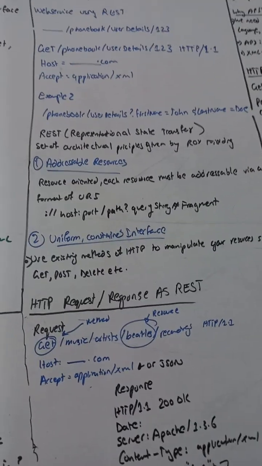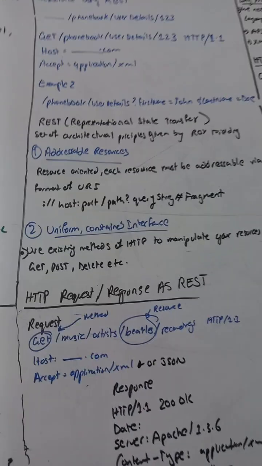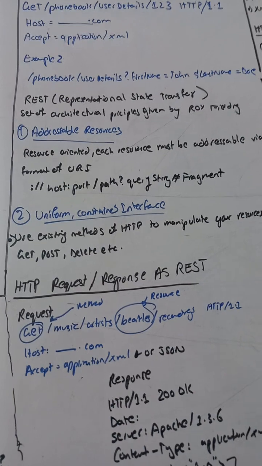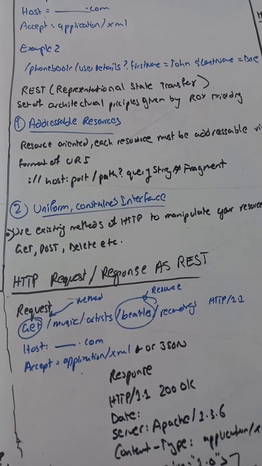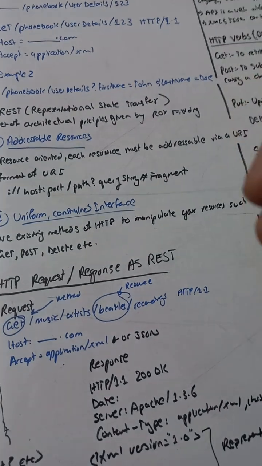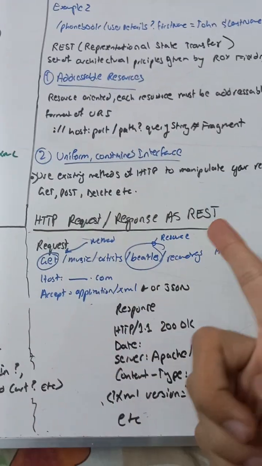And the second principle is uniform contained interface, which means you're using the same web methods, and the methods over here would be like HTTP methods such as get, put, delete, etc., to manipulate your resources. So let's take a look at your HTTP request and response as REST.